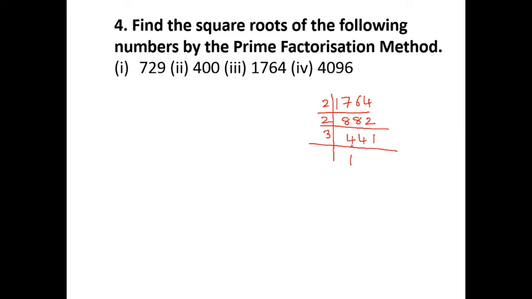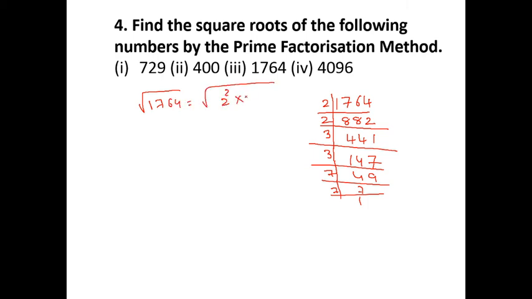So 3 ones are 3. 3 fours are 12. 3 sevens are 21. Again we can divide by 3. 3 fours are 12. 3 threes are 9. Again divided by 7, 7 divided by 7 is equal to 1. So what I have to write? Under root 1764 is equal to under root 2 square into 3 square into 7 square. So 2 into 3 into 7. So 6 sevens are 42.